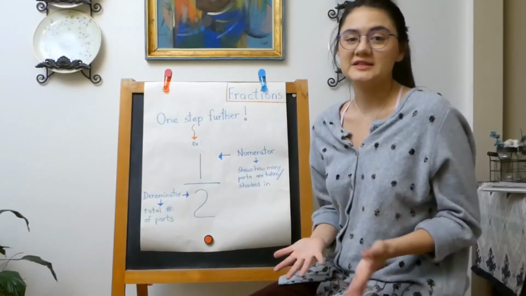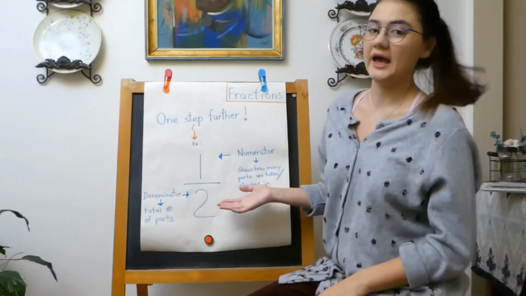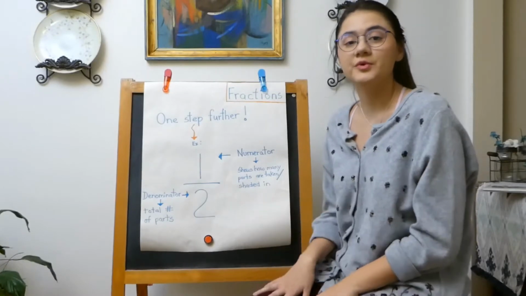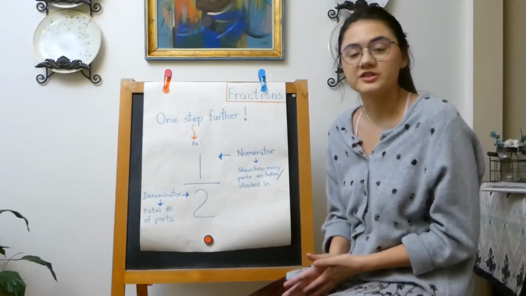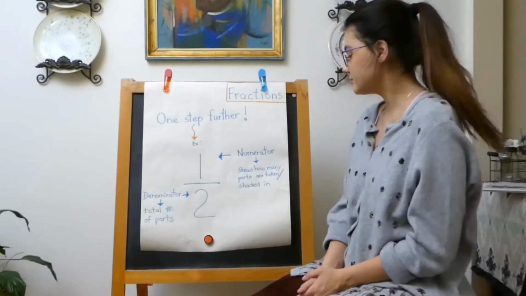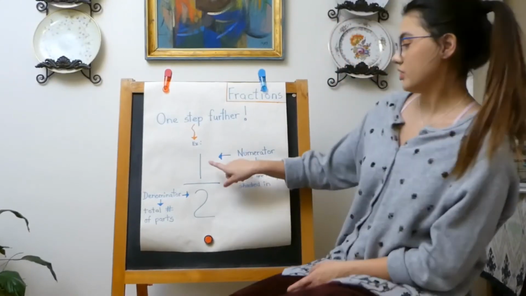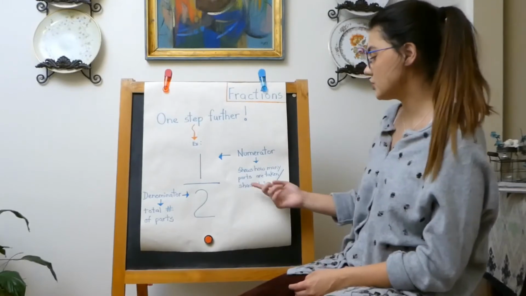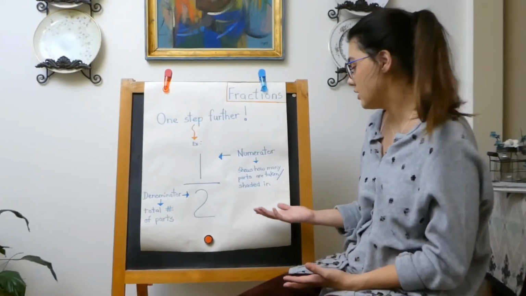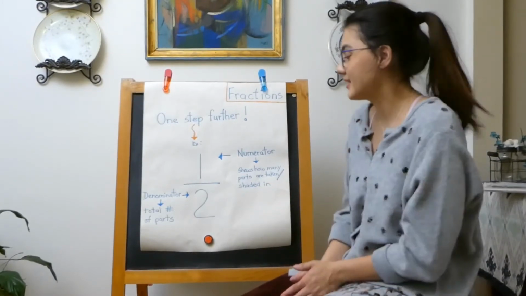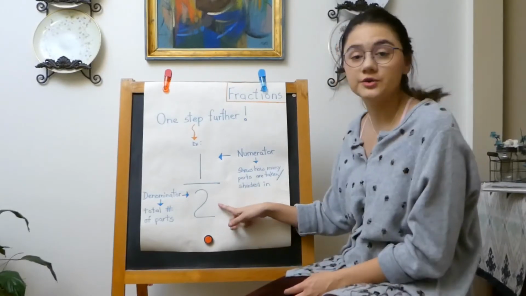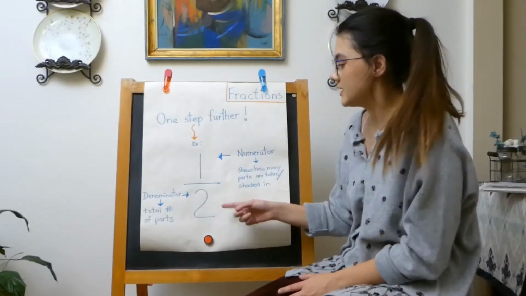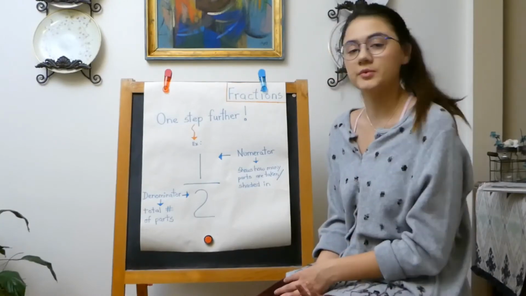So let's take it one step further. Here in our example, we have 1/2. But we need to know what each part of the fraction is called and what they do. So the top number is called a numerator. A numerator shows how many parts are taken or shaded in. And the 2 is the denominator. The denominator is the total number of parts.